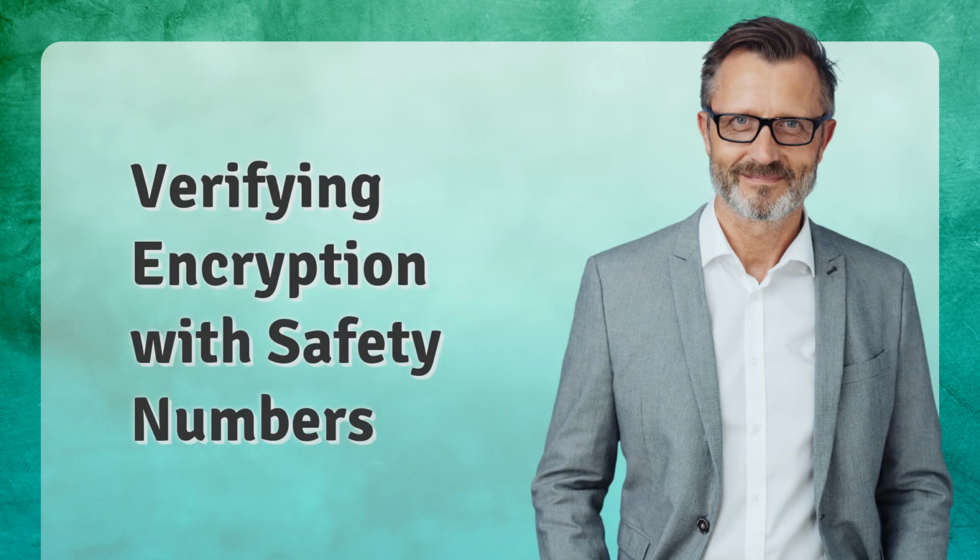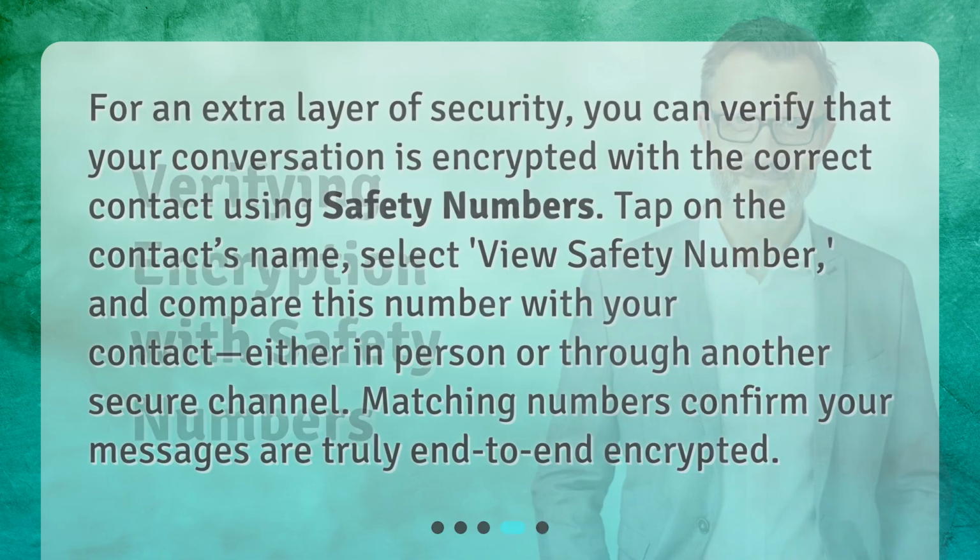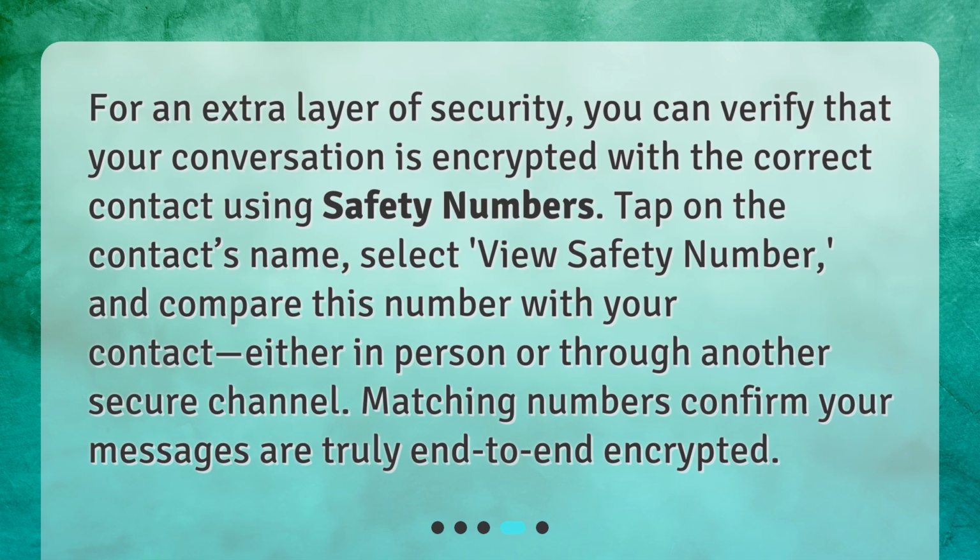Verifying encryption with safety numbers. For an extra layer of security, you can verify that your conversation is encrypted with the correct contact using safety numbers. Tap on the contact's name, select View Safety Number, and compare this number with your contact, either in person or through another secure channel. Matching numbers confirm your messages are truly end-to-end encrypted.